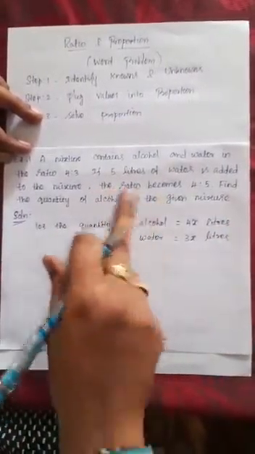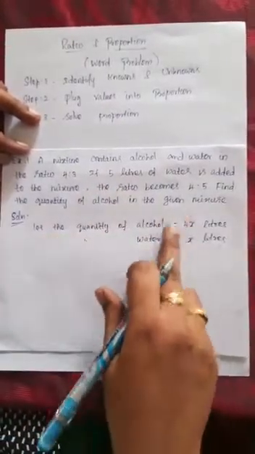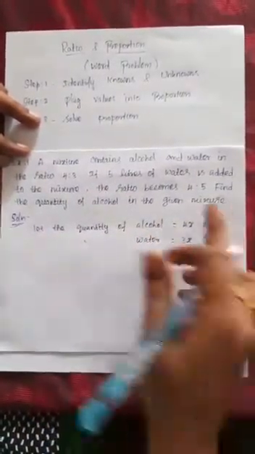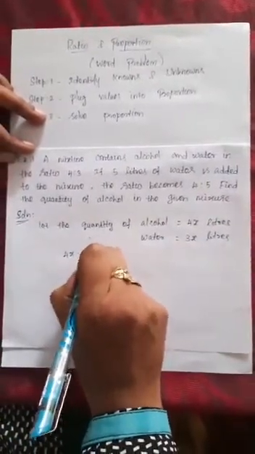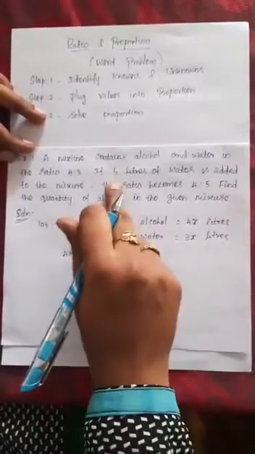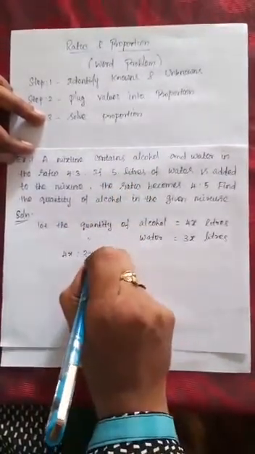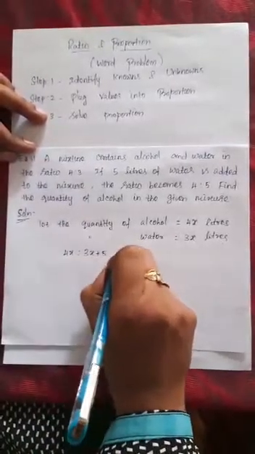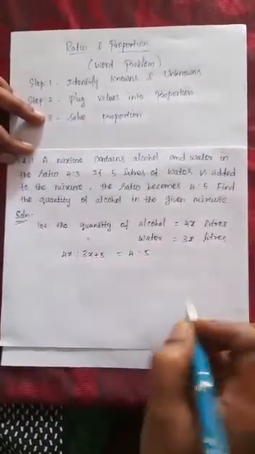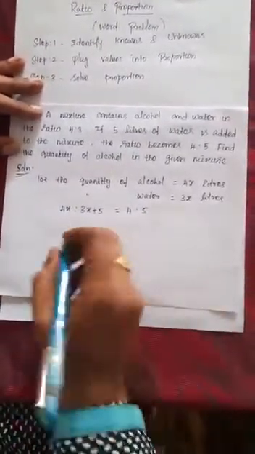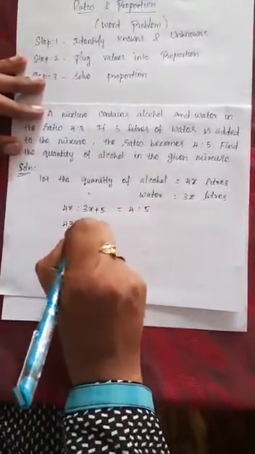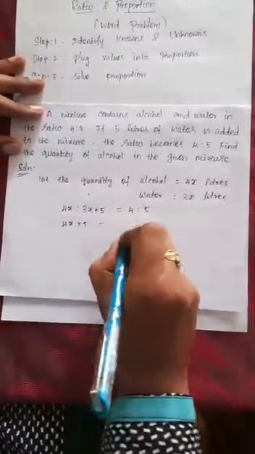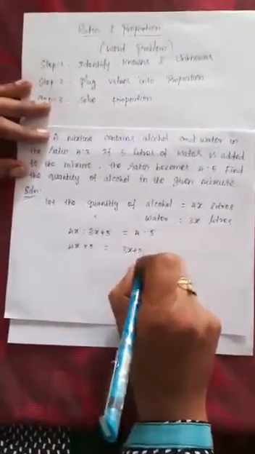If we add 5 liters of water to this mixture, the ratio becomes 4:5. That is, 4x:3x is the given ratio. If we add 5 liters of water to this mixture, the ratio becomes 4:5. Solve this proportion. The product of extremes is equal to the product of means. So 4x into 5 is equal to (3x plus 5) into 4.